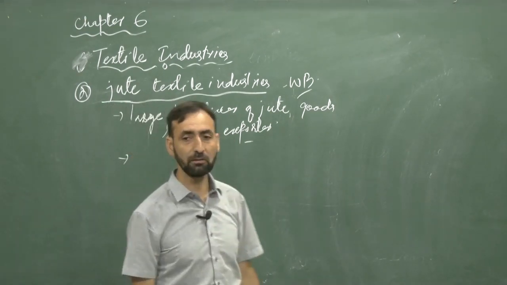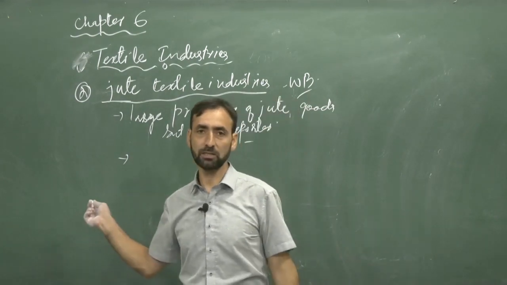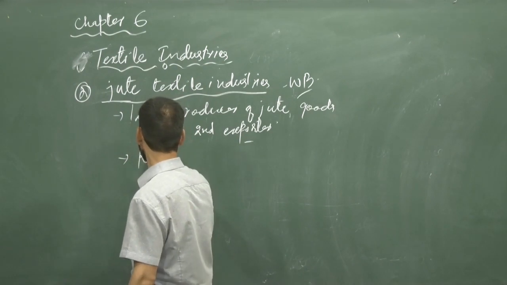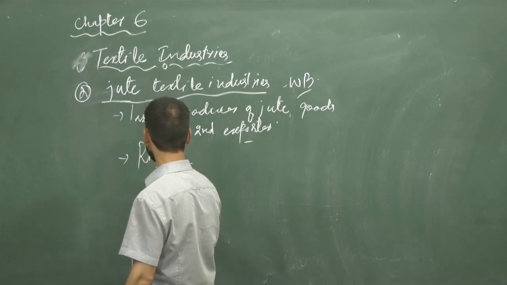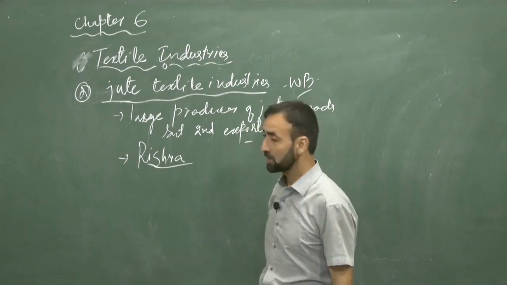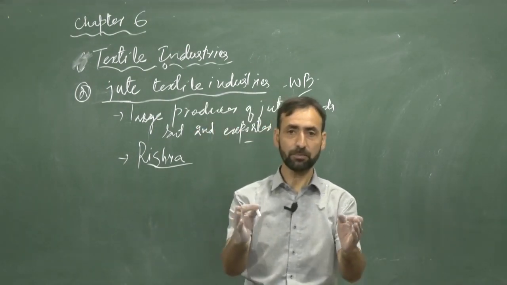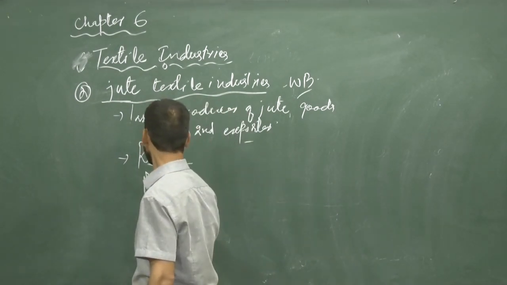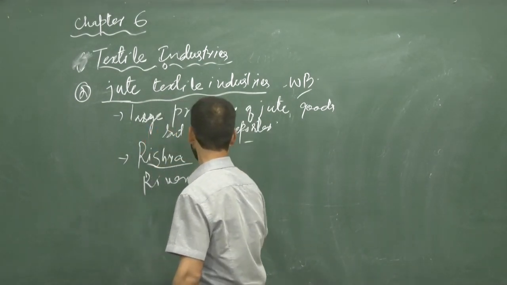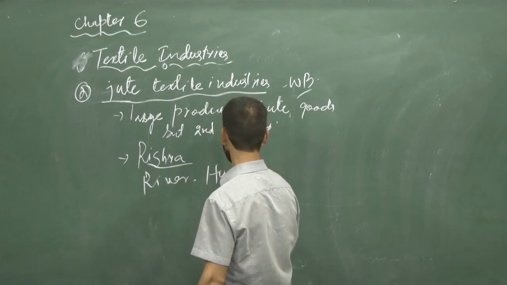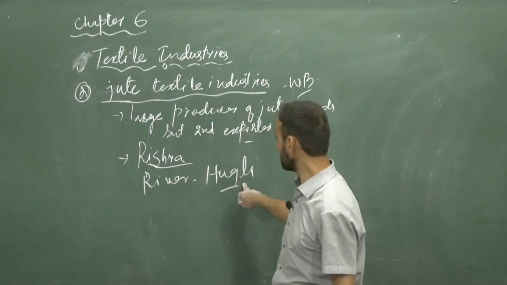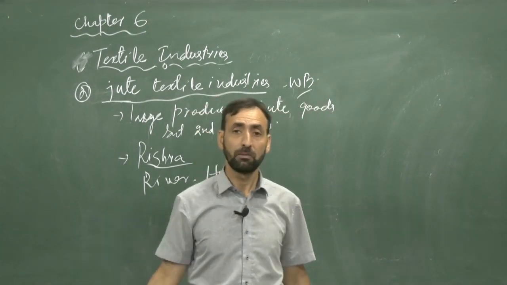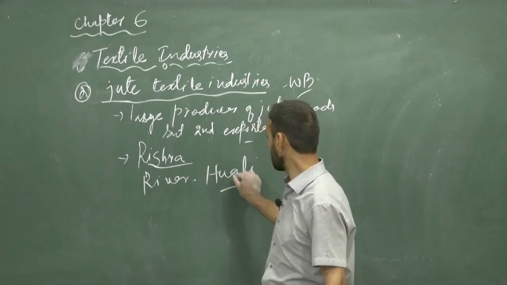First jute mill was established in Kolkata. There is one area which is known as Rishra. The first jute mill was established there. Mostly these jute mills are established on the bank of a river which is known as River Hooghly. On the bank of this river, jute mills have been established.